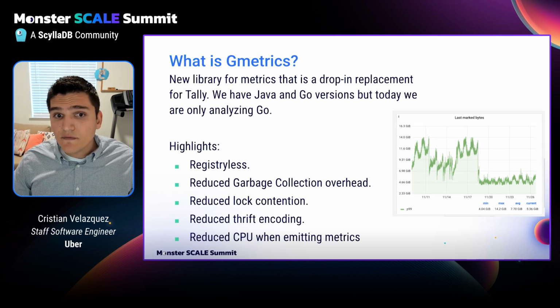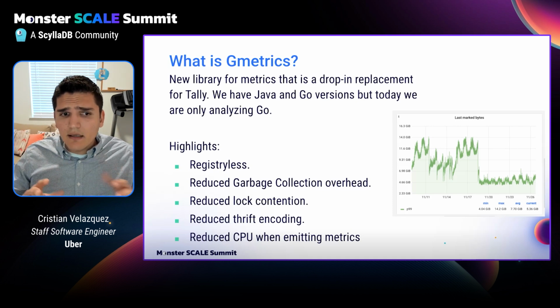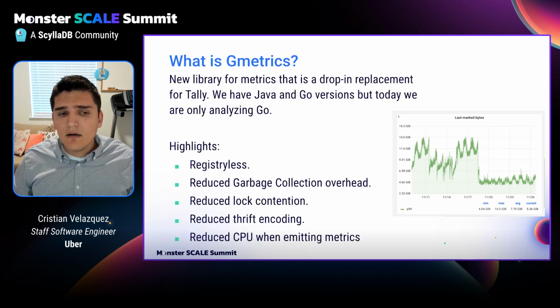Then we have versions for Java and Go, but today we're only going to focus on the Go version. Both of them are very similar, all the theory is the same, but obviously the implementation changes a little bit because of how Go and Java handle maps or things like that.